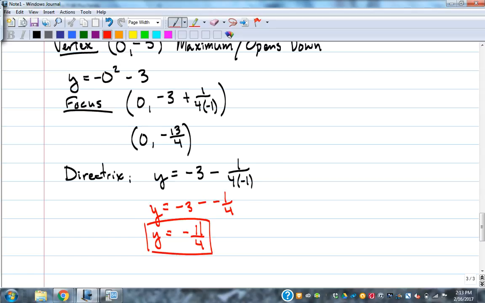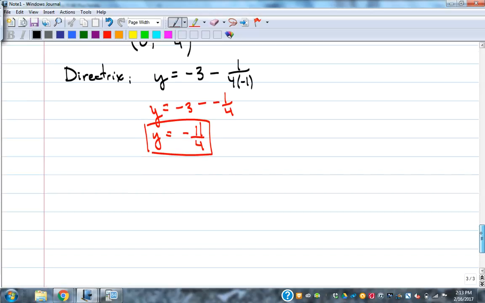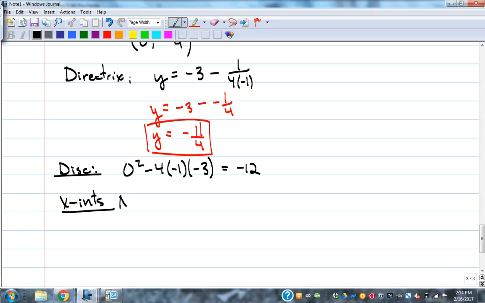Okay. The next thing to do would be your discriminant. Well, b is 0, so 0 squared minus 4 times -1 times -3, which is -12, right? So do we have x-intercepts? No. So x-intercepts, none again.